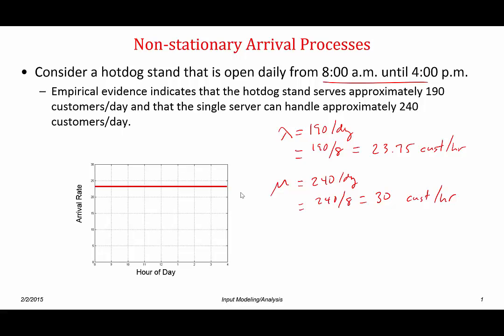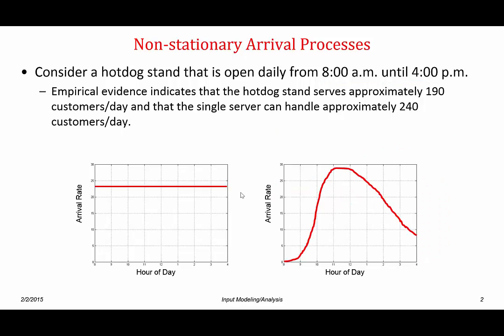However, for a hot dog stand, it's unlikely that this is the arrival rate that it would actually see. In particular, it would probably see something more along the lines of this plot on the right, where the arrival rate depends on the hour of the day. So when the hot dog stand opens at 8, you have a very small arrival rate, or very few customers, and that rises quickly as we get closer to the noontime rush, and then drops off again later in the afternoon. So instead of this stationary arrival rate, what it most likely sees is something called a non-stationary rate, where the instantaneous rate of arrivals depends on the time of day.